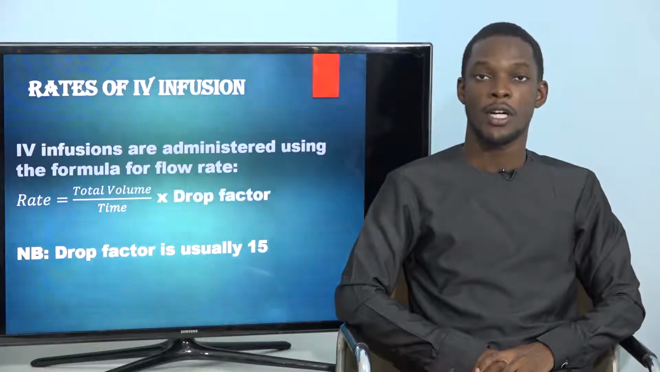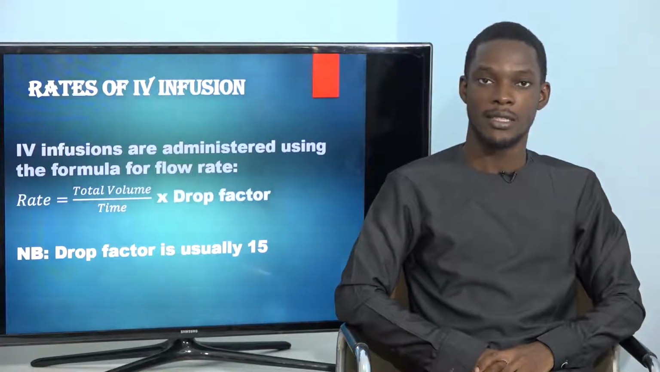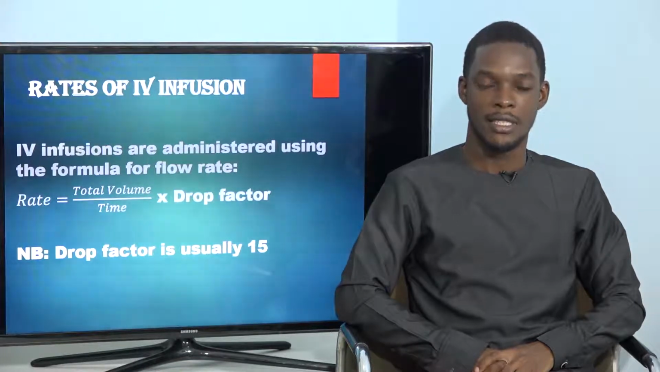The formula for calculating the rate of the IV infusion is to know the total volume of the infusion to be served, divide it by the time, and multiply it by the drop factor of the infusion. Drop factor is usually 15, but may differ from infusion to infusion and is also affected by the cannula size and by the size or the patency of the given set.